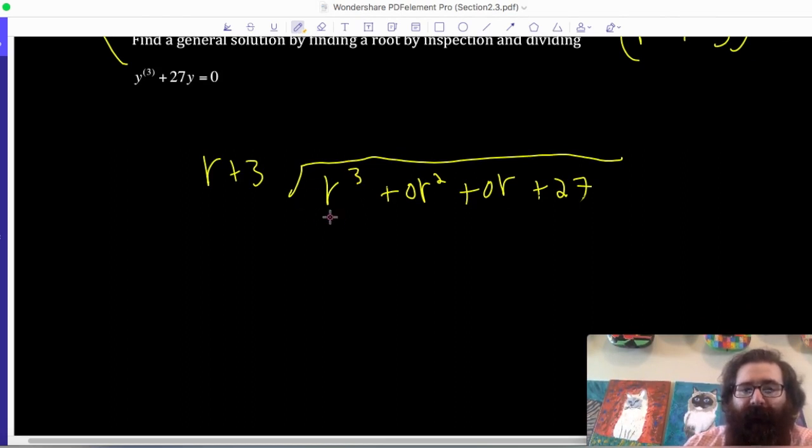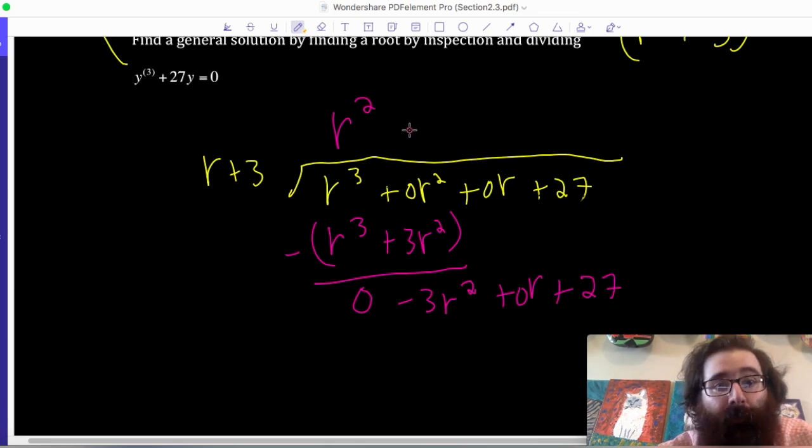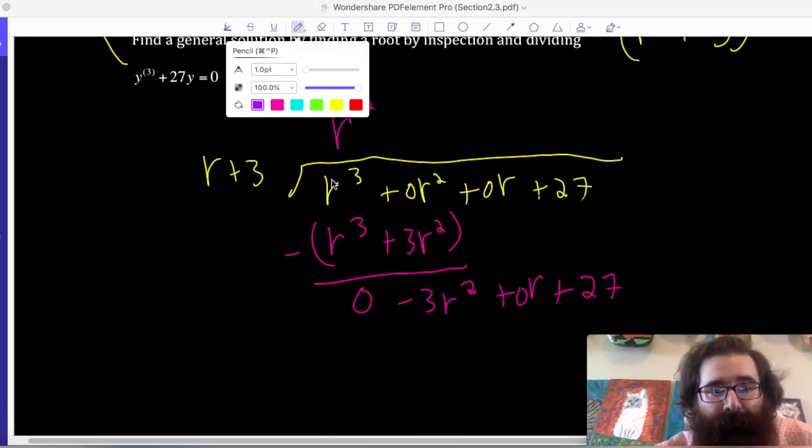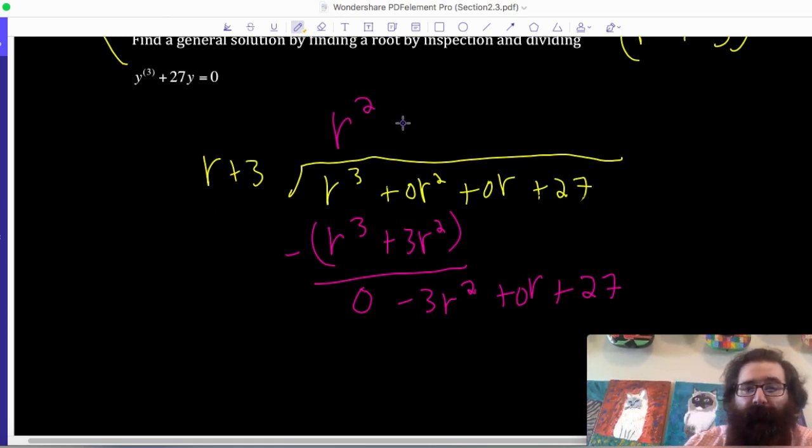Take the leading term of the dividend, divide by the leading term of the divisor. r cubed divided by r is r squared. Multiply the first term of the quotient into the divisor. r squared times r plus 3 gives us r cubed plus 3r squared. Make sure you're subtracting all of it. So r cubed minus r cubed is 0. 0r squared minus 3r squared is minus 3r squared. And drop down those trailing terms. So now we go again. The leading term of my new dividend, -3r squared divided by r, gives me -3r.